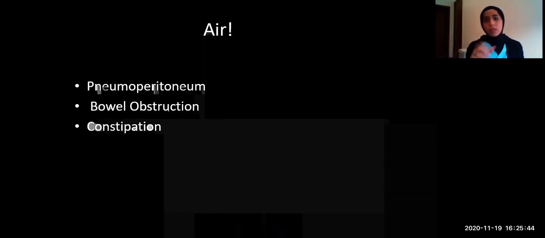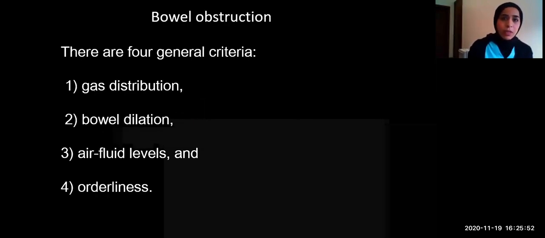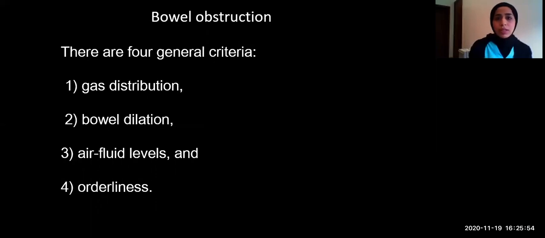Air, again, I will emphasize the air in the abdomen, looking for pneumoperitoneum, bowel obstruction, and constipation. Bowel obstruction, we have in the pediatric age group 4 general criteria. The obvious things for every medical doctor or practitioner is looking for bowel dilatation or air fluid levels. These 2 points are very obvious, and they are direct signs of bowel obstruction, which does not need a lot of effort from your side.